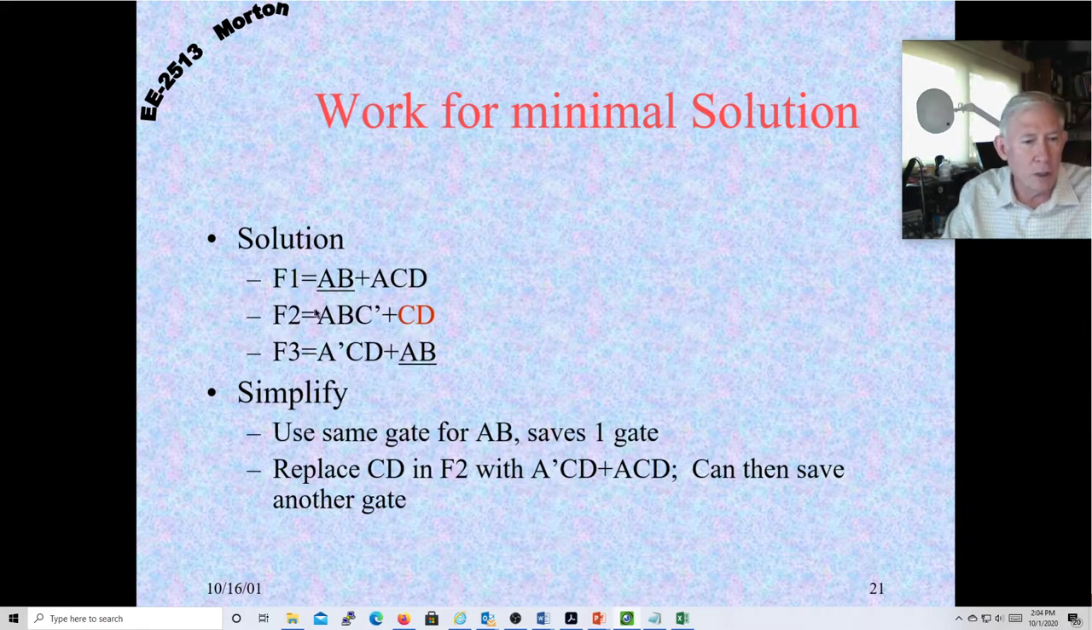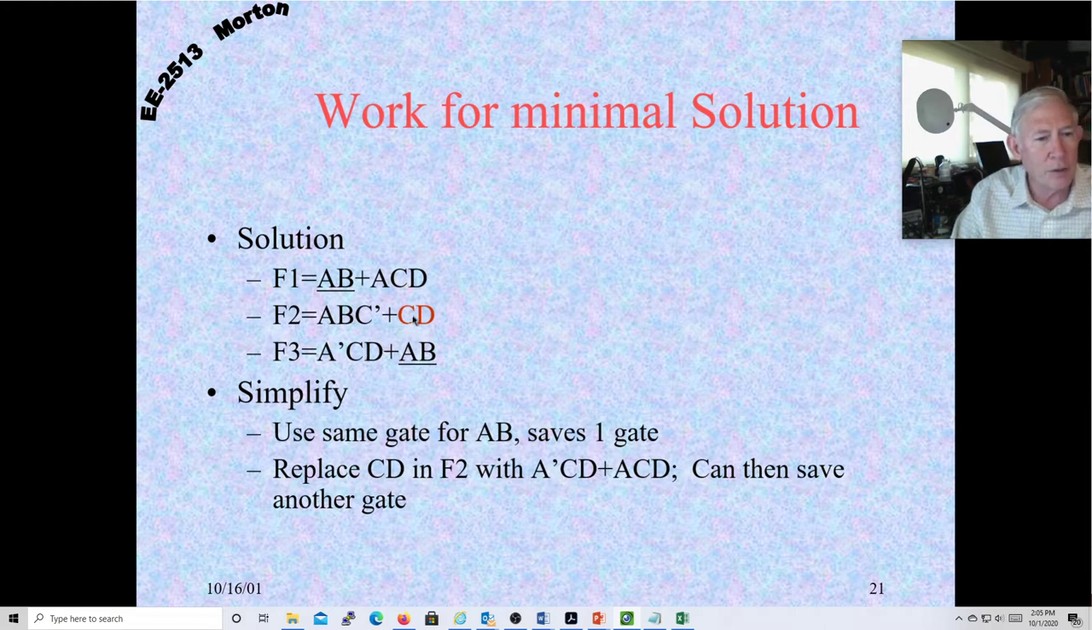So if you just write the original equations, you could certainly share AB, but see this CD term here? You can generate this CD term by just putting in ACD and A'CD, where the A will drop and you'll just have CD. So basically, you can save one more gate by having the output gate for this be ABC' plus ACD plus A'CD.